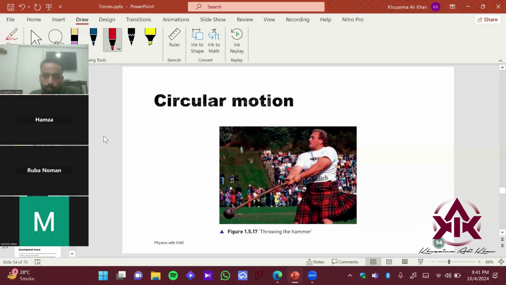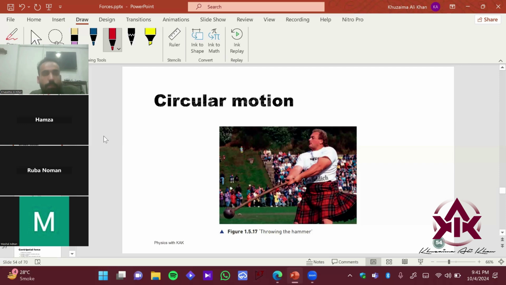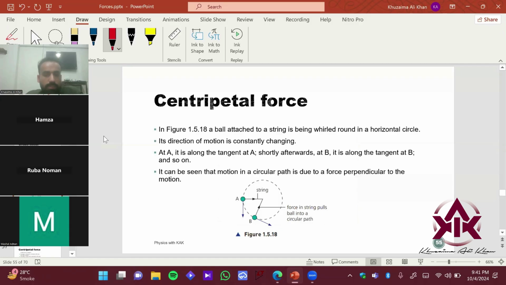Hmm. Okay. So if I now show you this, just see this diagram first. It's a competition where they are throwing a hammer, right? They move in a circular motion and just throw it away. This circular motion, which they rotate, produces a certain force, right? So when they let go of the rope, it accelerates, right? Now let's see this.